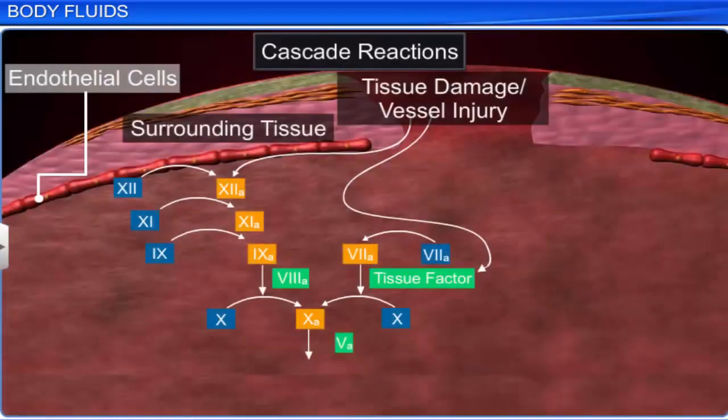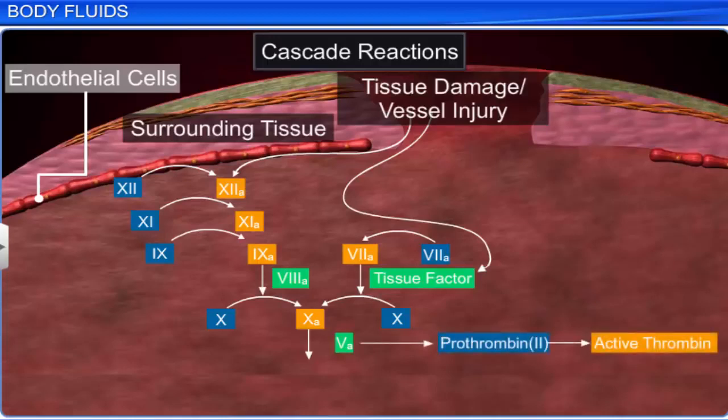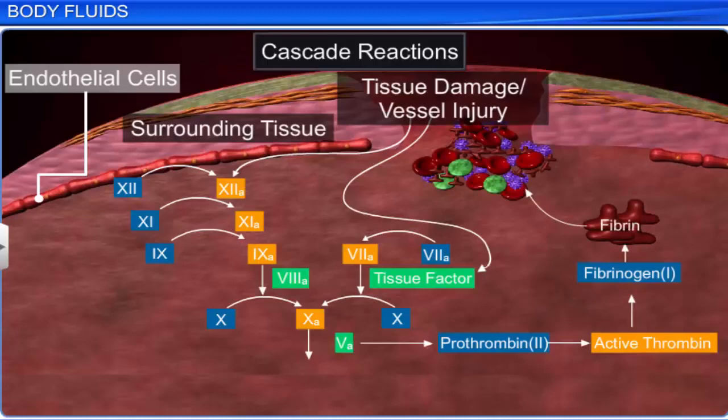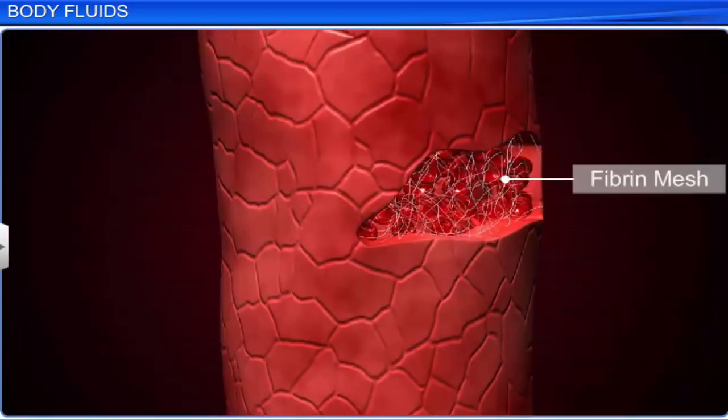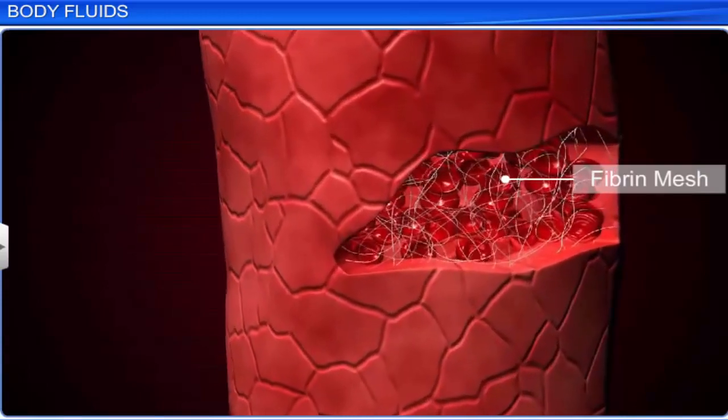These factors, along with thrombokinase and calcium, activate the inactive clotting components of plasma to start a cascade of reactions. These reactions catalyze the conversion of inactive prothrombin to active thrombin, which in turn helps convert inactive soluble fibrinogen into active insoluble fibrin. Fibrins form a mesh in which dead and damaged blood cells are trapped to stop blood loss.